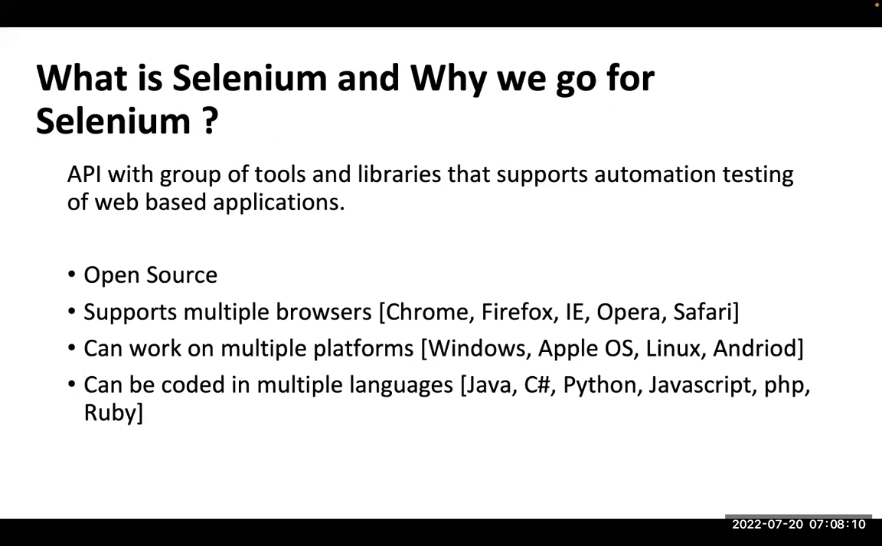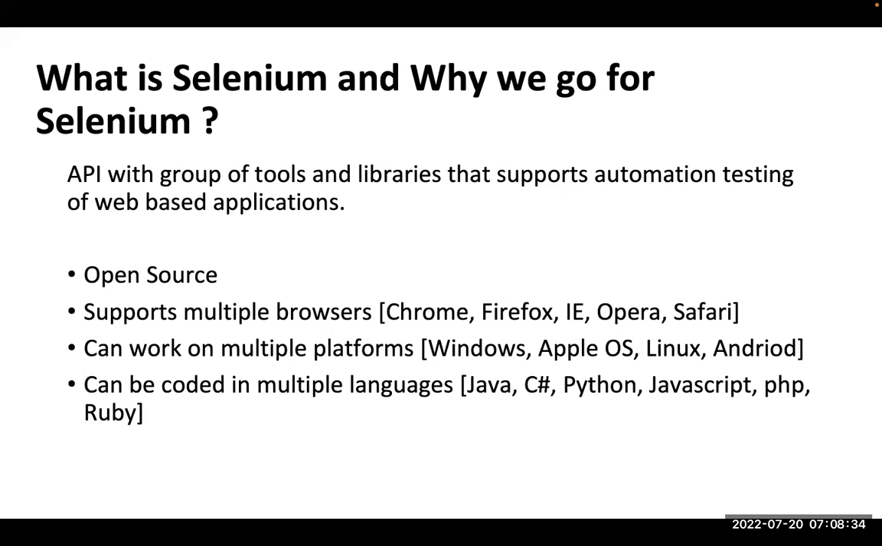So these are the main advantages why we select Selenium when compared with other tools. The main advantage is it's open source and it supports all these things. It supports multiple browsers, multiple platforms, multiple languages. So it gives us a lot of feasibility why we need to go and use Selenium when compared with other automation tools which are already available in the market.